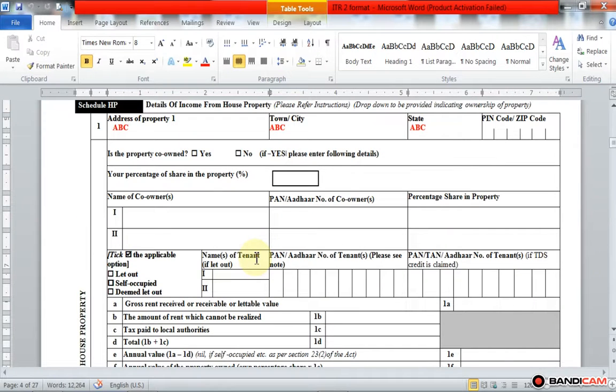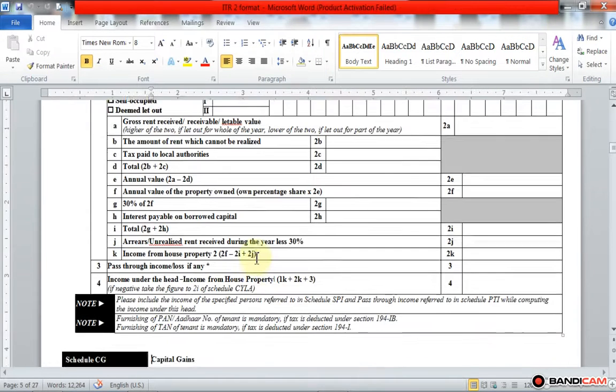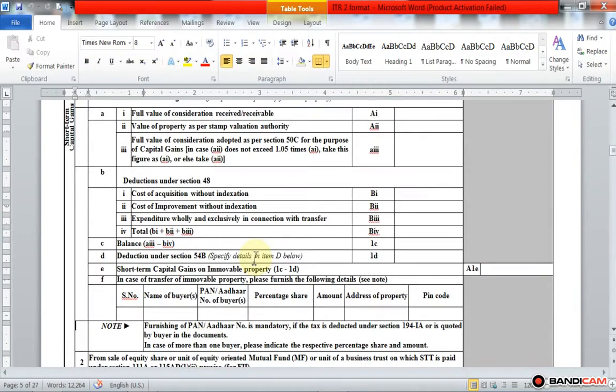Then Schedule HP. Schedule HP includes more than one house property. Here we have to furnish all the information relating to the house property of the assessee. If the assessee has more than one house property, then the assessee will file ITR 2. Then we discussed the schedule of capital gain.